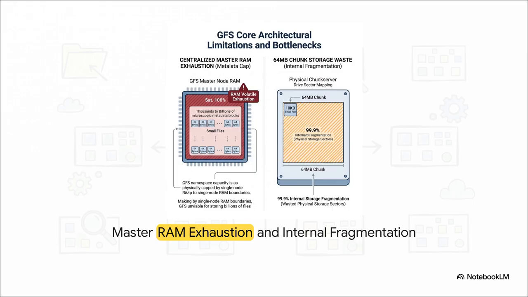Because of that rigid 64 megabyte chunk size, we saw severe internal storage fragmentation. A tiny 10 kilobyte email still consumed an entire 64 megabyte chunk allocation slot, essentially wasting 99.9% of the physical sector space. But the real killer? Every single one of those billions of tiny files, even though they were mostly just empty space on the disk, still required that 64 bytes of mapping memory in the master's RAM. Eventually, the in-memory namespace registry hit an absolute hard single-node RAM cap. The master literally ran out of memory, choking the entire system under the weight of microscopic files, despite having petabytes of empty hard drive space left over.